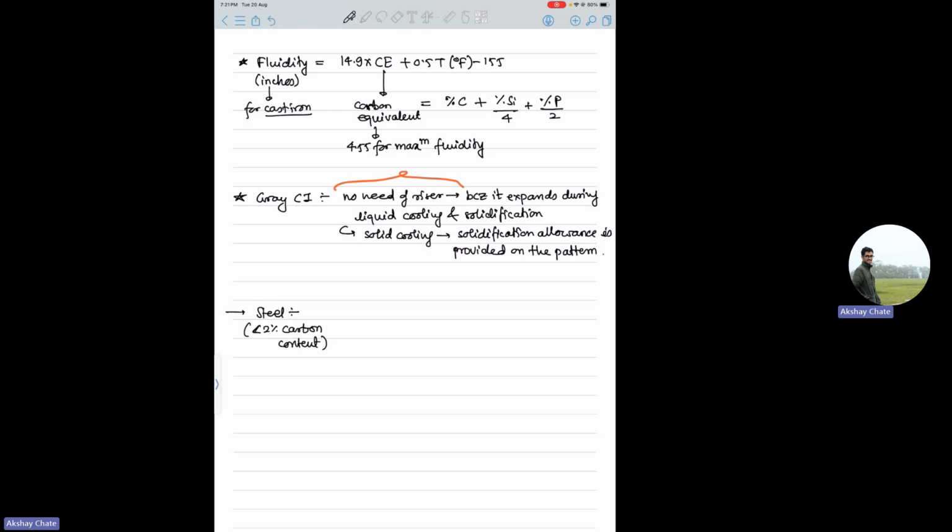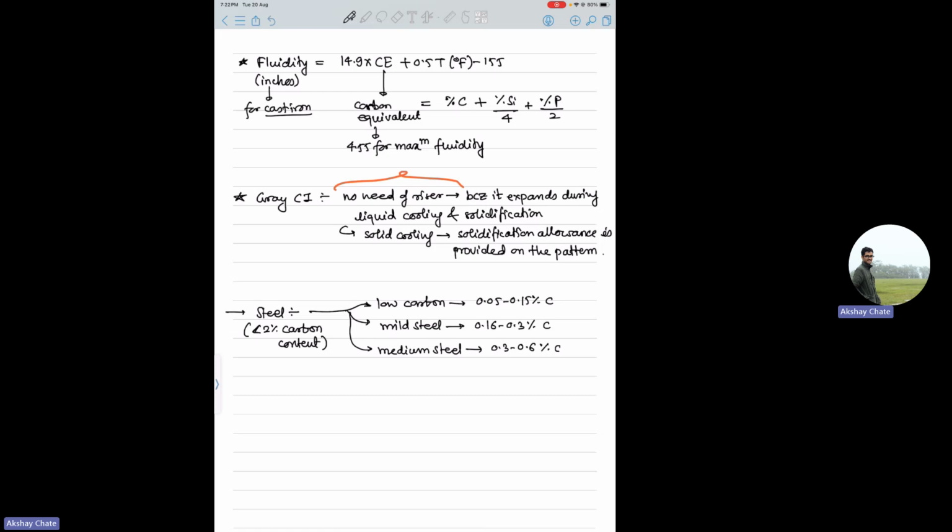Depending on the content, they divide steel into different categories. First is low carbon steel, that will have 0.05 to 0.15% carbon. Then you have mild steel, sometimes called MS. It will have 0.16 to 0.3 percent carbon. Then you'll have medium steel, 0.3 to 0.6 range.